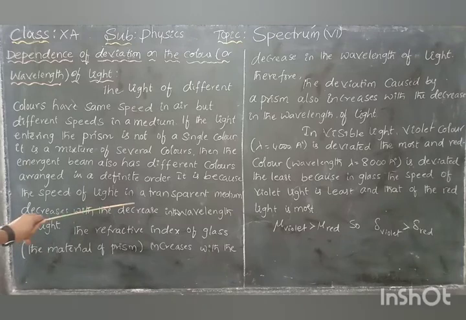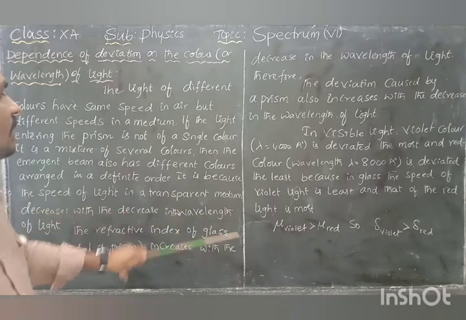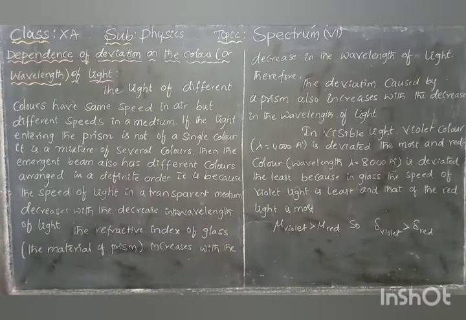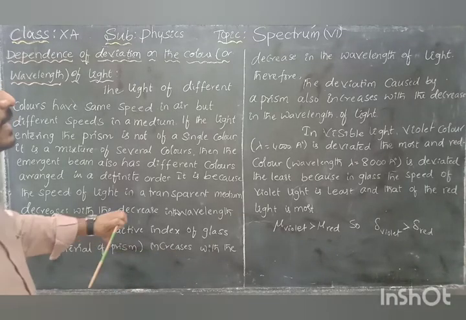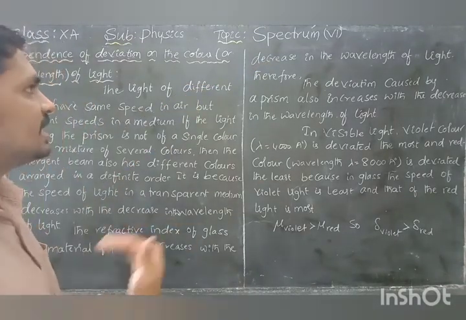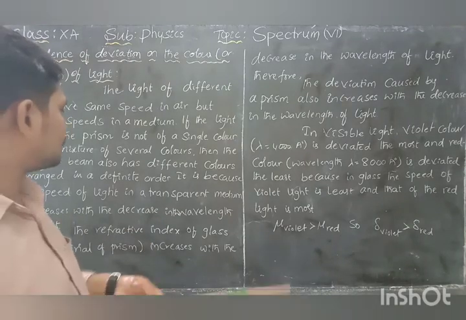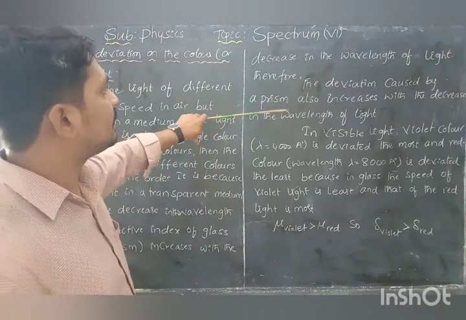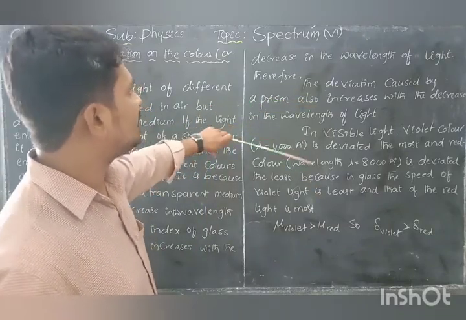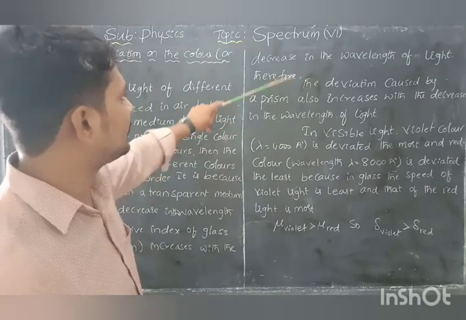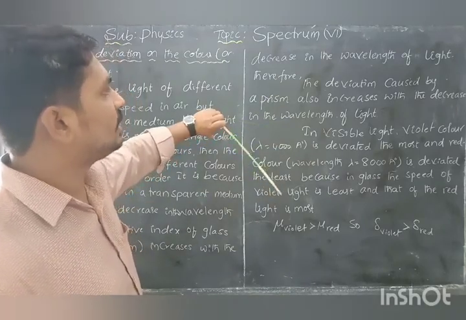This is because the speed of light in a transparent medium decreases with the decrease in the wavelength. Decrease the wavelength, and the speed also decreases in any transparent medium. So the refractive index of the glass or material of the prism increases with the decrease in the wavelength. If you decrease the wavelength, the refractive index of the corresponding medium increases.